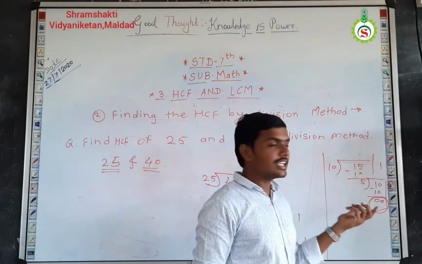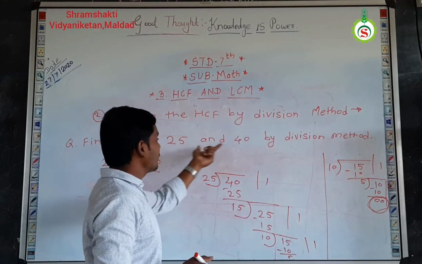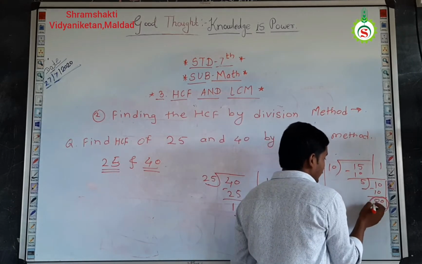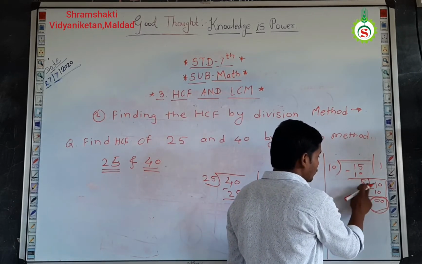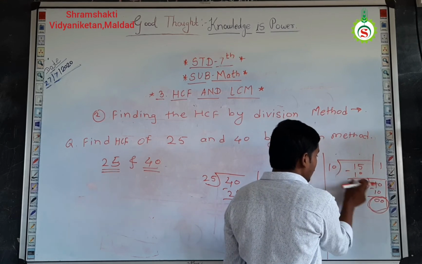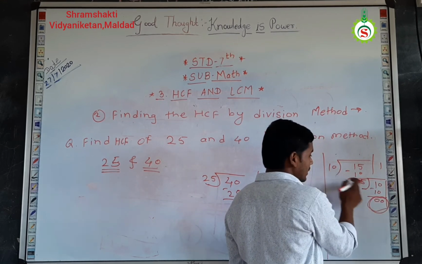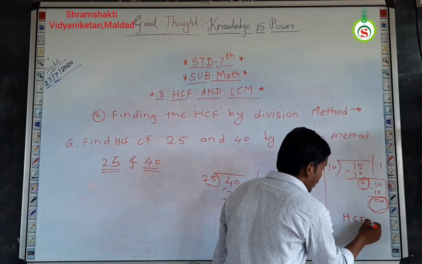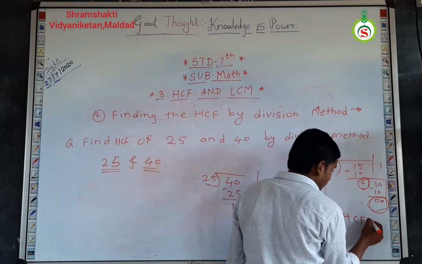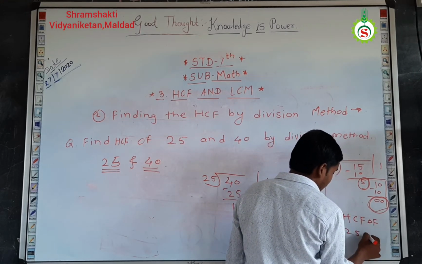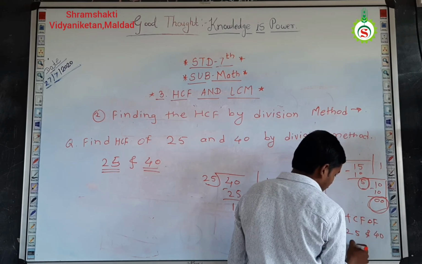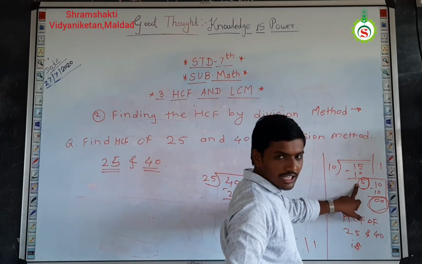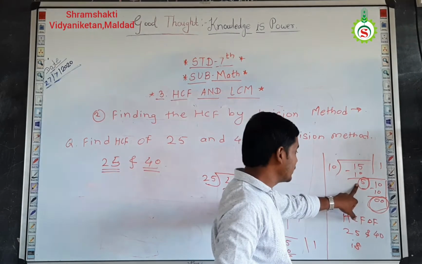But which is the HCF for the given number 25 and 40? So which is the divisor? Which is the HCF? That means the divisor of the earlier division, for which we get the remainder 0, is called the HCF of the given numbers. So HCF of 25 and 40 is, which one is the HCF? That 5 is the HCF.